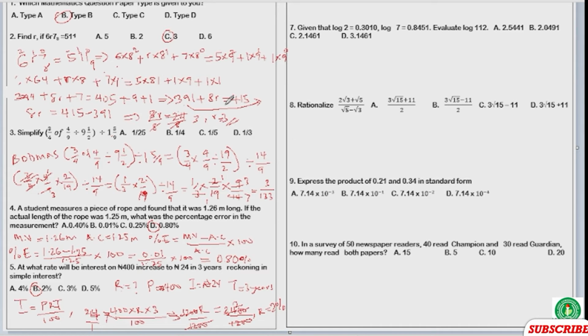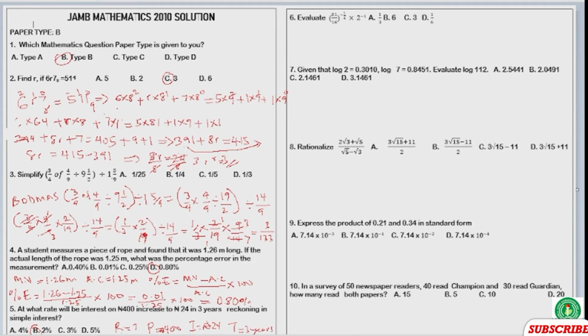So that's that. Now let's move to question number 6, which says evaluate (81 over 16) to the power minus 1 over 4, times 2 to the power minus 1. So we have to evaluate that. This is law of indices. Now how do you go about that? Open bracket 81 all over 16, bracket close, to the power minus 1 over 4, times 2 raised to the power minus 1.